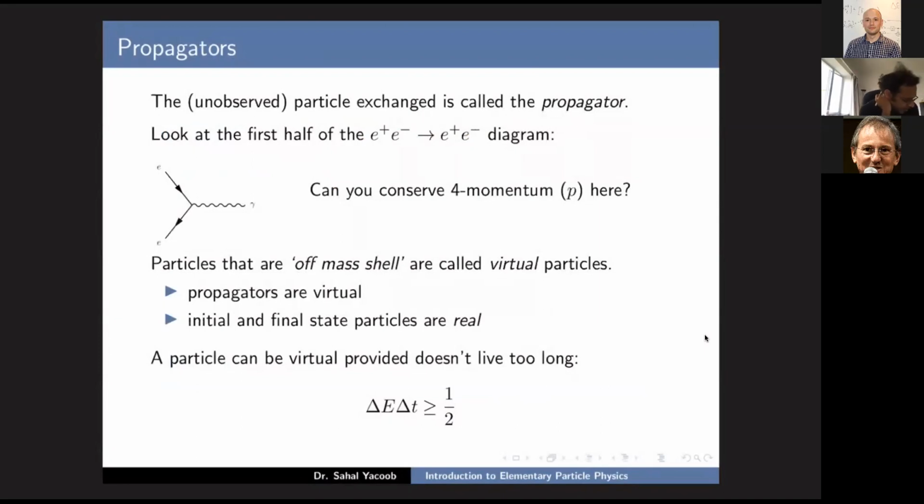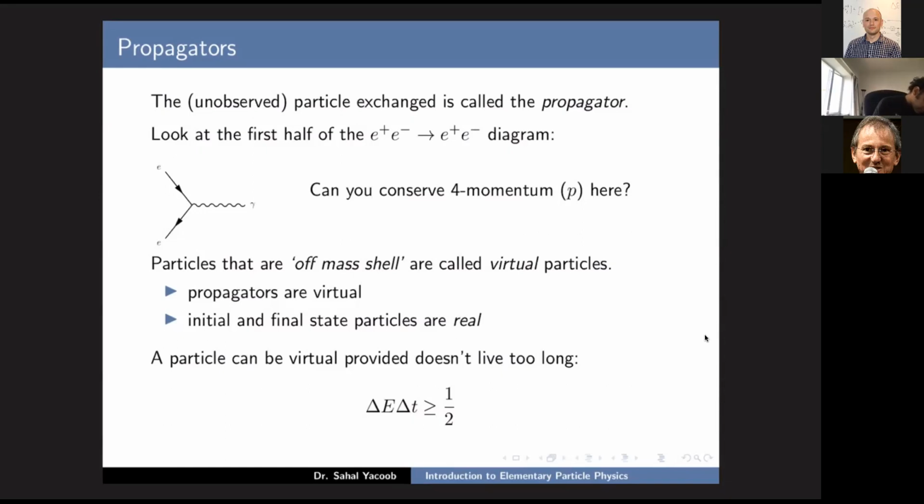Okay, where we ended last week was here. So hopefully all of this has been familiar to you. We saw that at this vertex, this photon had to be massive, and that's called an off-mass shell particle because physical photons are massless.